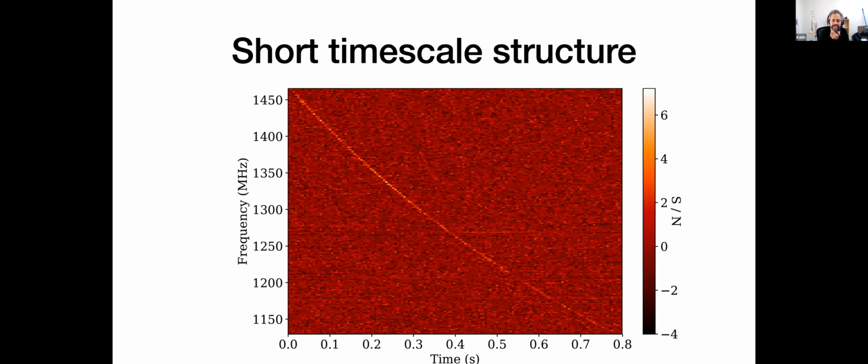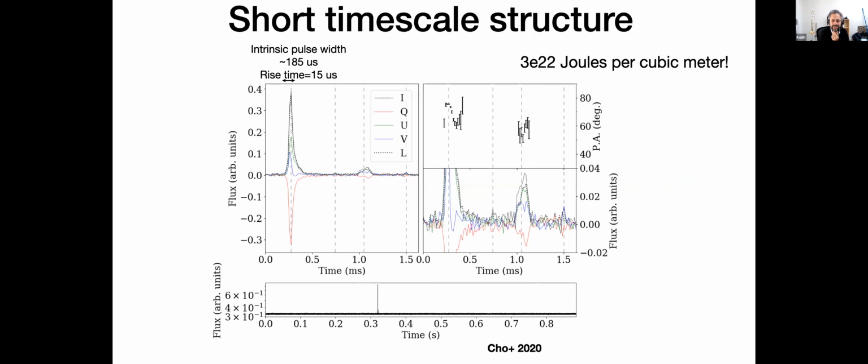It's really nice to look at this live action replay because this is a normal looking FRB, doesn't really look any different from anything else. But if you zoom in on the microsecond timescales, you see all sorts of great stuff. This is a piece of work done by Hiran Cho, a very clever student, looking at microsecond resolution. And what you find is the intrinsic pulse width here is of order 15 microseconds, or rise time of 15 microseconds, which is kind of incredible that this thing can travel halfway across the universe and still preserve time structure on that order.